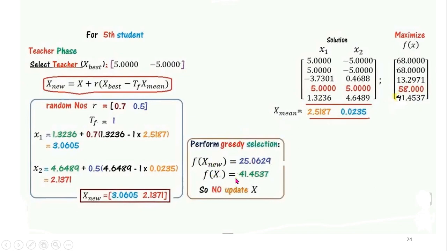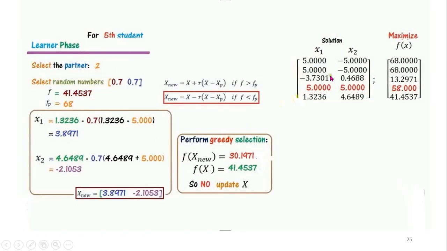Now we go for the learner phase. So we have to select a learner. We select the second student as our partner. So this is the partner. And we select the random value for r, say for example 0.7 and 0.7. So f here, we see f for the fifth student is 41.4537, and the partner value, because we select the second student as a partner, is 68. So f is less than ap, then we select this equation. Now put this value in this equation and we get the values x1 and x2: 3.8971 and minus 2.1053. So we get x new. Now go for the greedy selection, f of x new and f of x we get. So we see f of x new is less than f of x, so there will be no update.